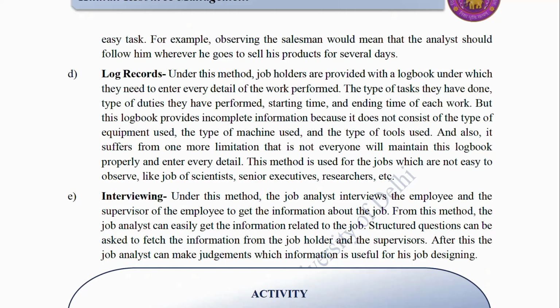Fifth, interviewing. Under this method, the job analyst interviews the employee and the supervisor of the employee to get the information about the job. From this method, the job analyst can easily get the information related to the job. Structured questions can be asked to fetch the information from the job holder and the supervisors. After this, the job analyst can make judgments on which information is useful for job designing.